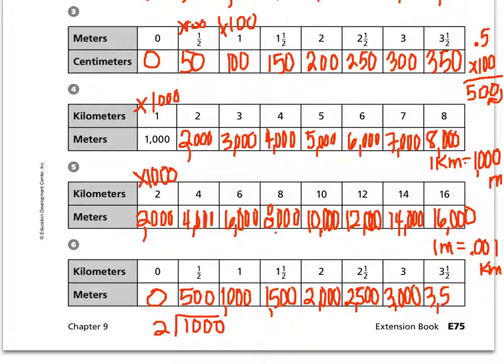3,500. Remember to show your work when you are multiplying. You can go ahead and put multiplying by 1,000 up at the top if that's what you were doing, or by 100 if you were converting from meters to centimeters.